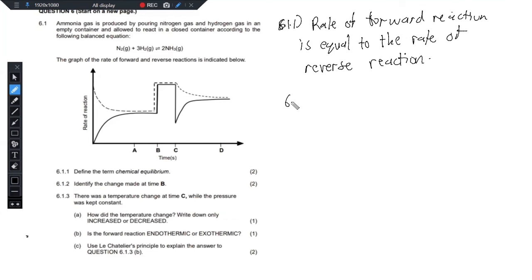5.6.1.2, identify the change made at time B. Now we know that if both of these graphs increase like this, with a sharp increase like the one here, this always represents an addition of a catalyst. All of this is based on just having your notes. So this is an addition of a catalyst.